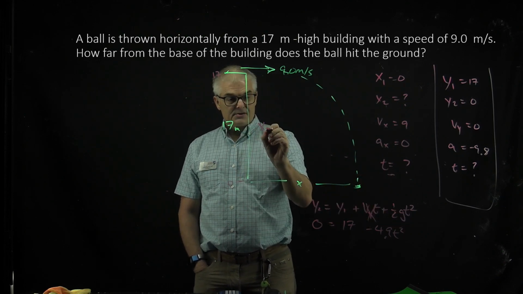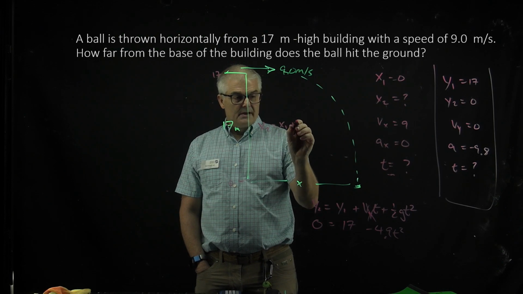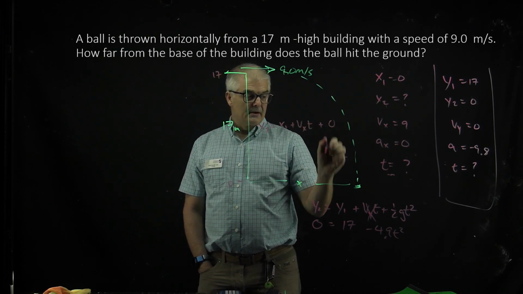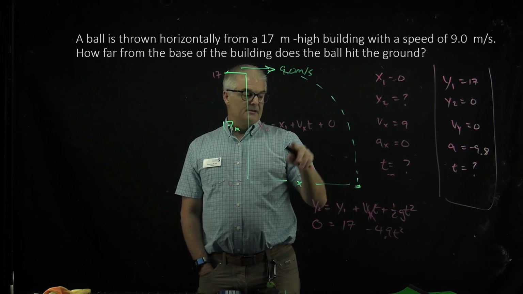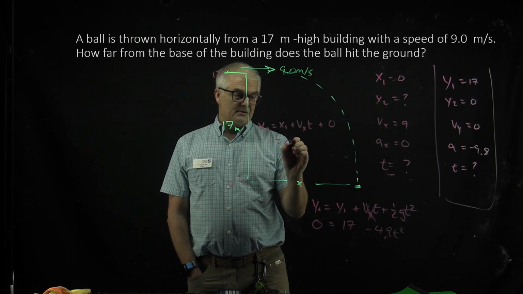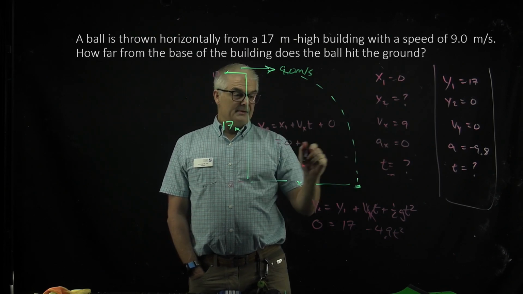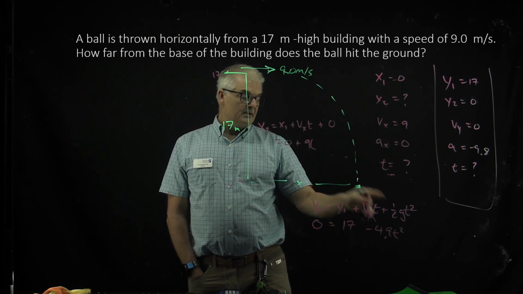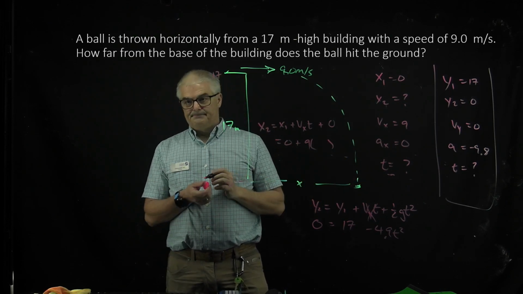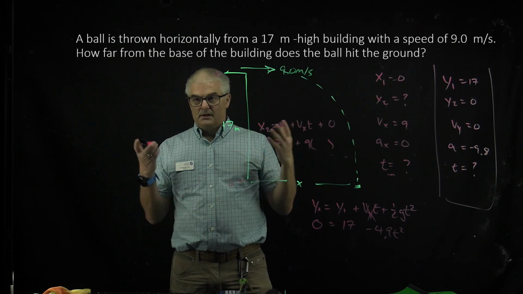But to say x2 equals x1 plus vxt, actually plus 0, because there's no acceleration. This is the same equation, but in the x direction. So x1 is 0, so this equals 0 plus vx, it'll be 9 times whatever you got for this t. Boom, that's your answer. That's how far the ball is going to land.